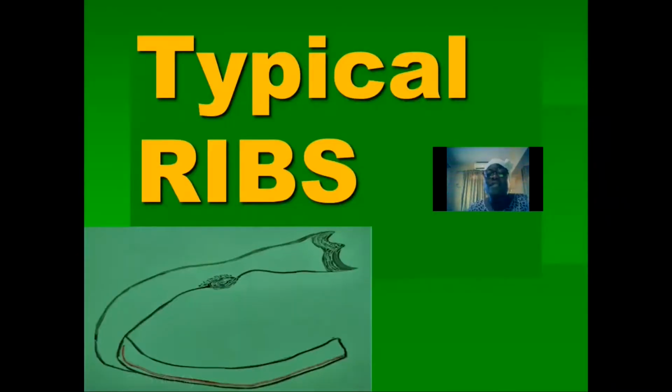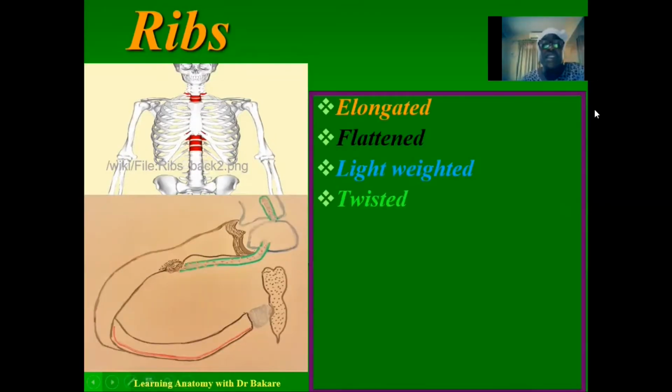Welcome. Let's look at the typical ribs. The ribs are elongated, flat and twisted bones, and of course lightweight, seen to run from the vertebral column behind to the sternum anteriorly. Remember the lecture on the thoracic cage. If you've not checked that up, please kindly go and check it to align with this lecture.